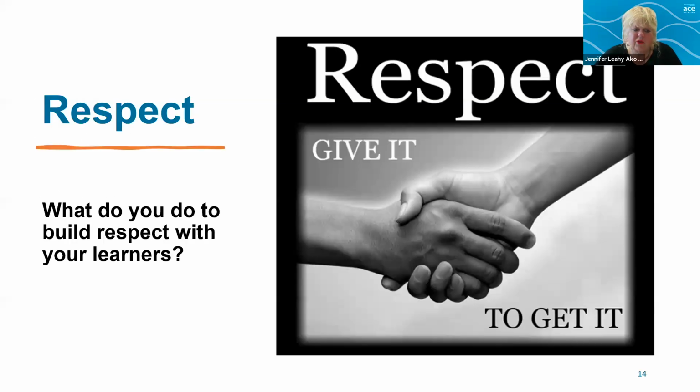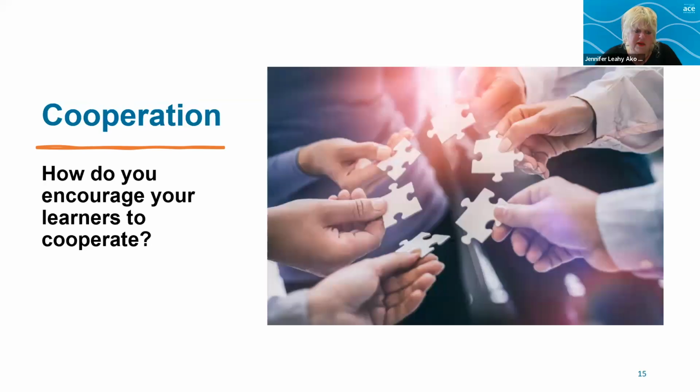The next question is about what do you do to build respect with your learners? And I quite liked this graphic. It sums it up, doesn't it? If we respect our learners, they respect us. And then the final one is around cooperation. Some of you may know I like the old jigsaw puzzle activity for a group activity where you put information on an A4 sheet, break it up into jigsaw pieces and get people interacting. So cooperation is another idea here about effective learning. How do you encourage your learners to cooperate?